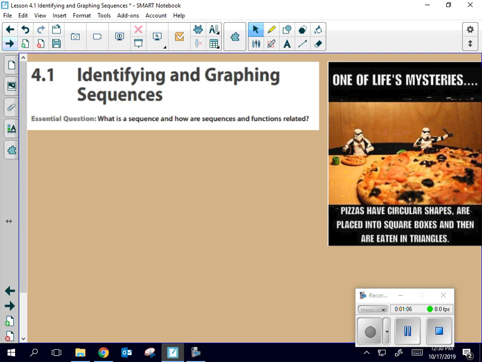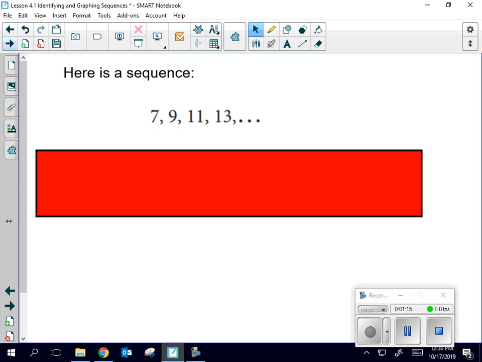All right, so this is lesson 4.1. We're identifying and graphing sequences. You can label this in your notes. This just goes in your notebook. There's a sequence, 7, 9, 11, 13. If you write that down, hopefully you can figure out what would be the next items in that sequence.